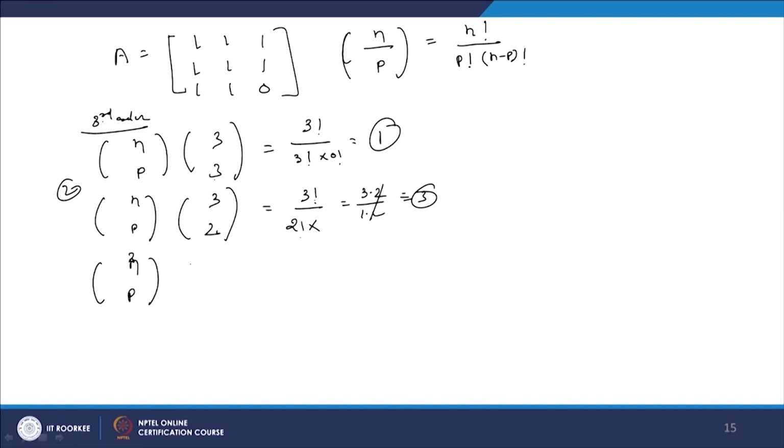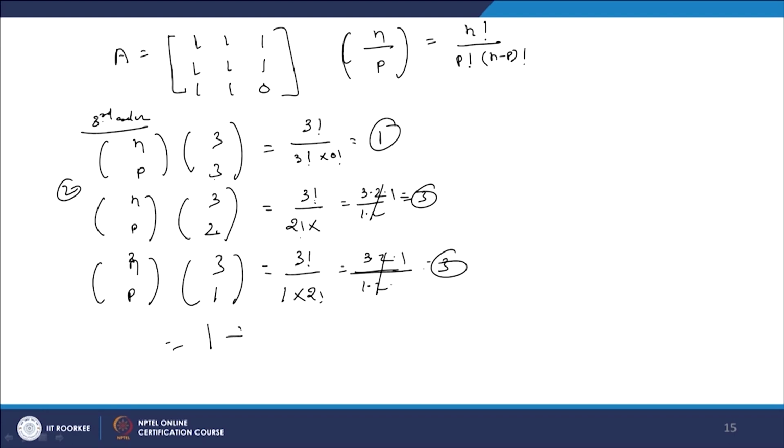Then the number of principal minors for order 1 is 3C1, that is factorial 3 divided by factorial 1 times factorial 3 minus 1, that is factorial 2. The 2 cancels and we get 3. That means, for third order, the total principal minors which need to be checked are 1 plus 3 plus 3, that is 7, whereas the conventional approach says that you have to check only 3 principal minors.